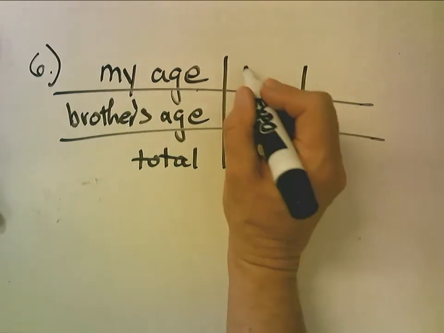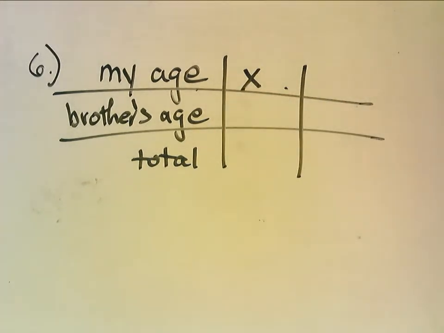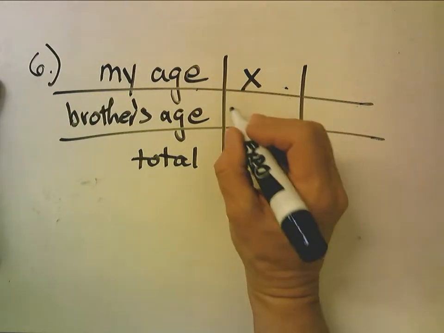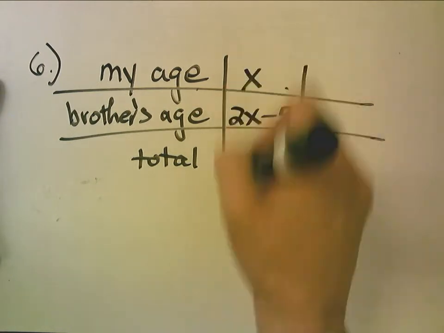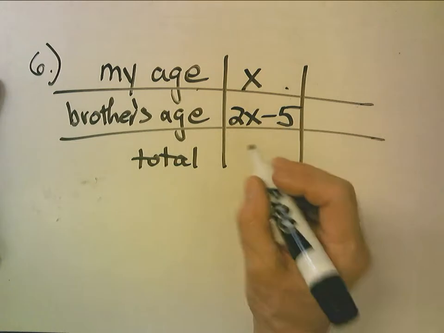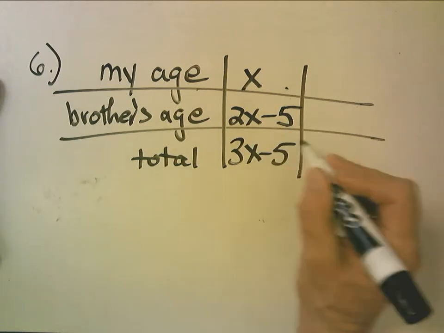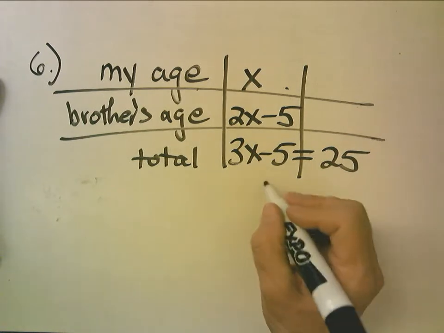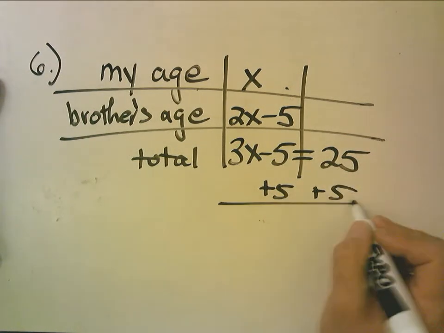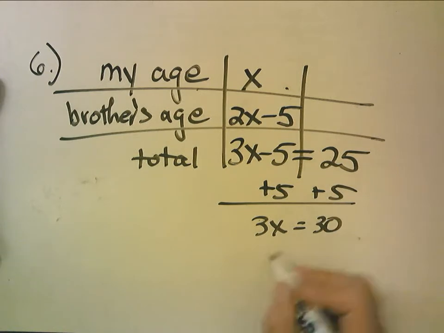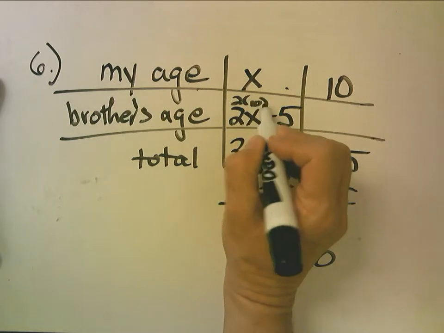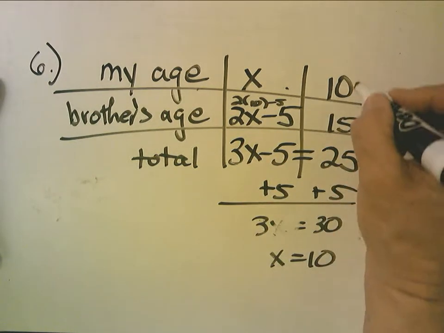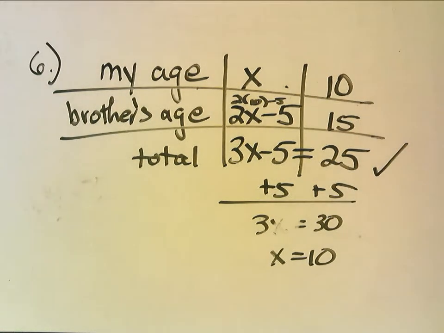Now, if my age is x and my brother is 5 years less than twice my age, twice my age would be 2x. 5 less than that would be 2x minus 5. The total of these two, x plus 2x minus 5, would be 3x minus 5. And they said it adds up to 25. So that's my equation, and I end up with 3x equals 30, so x equals 10. If x equals 10, 2 times 10 is 20, minus 5 is 15. 10 plus 15 is 25, so it works. Okay, so these charts really help organize your work.